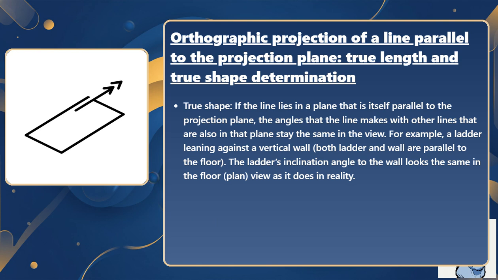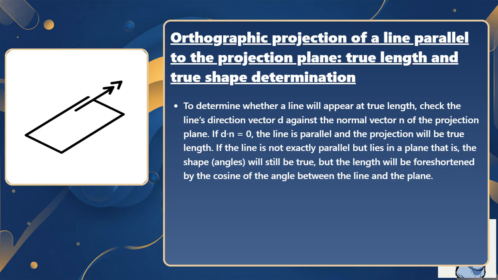True shape: if the line lies in a plane that is itself parallel to the projection plane, the angles that the line makes with other lines that are also in that plane stay the same in the view. For example, a ladder leaning against a vertical wall, both ladder and wall are parallel to the floor. The ladder's inclination angle to the wall looks the same in the floor plan view as it does in reality.